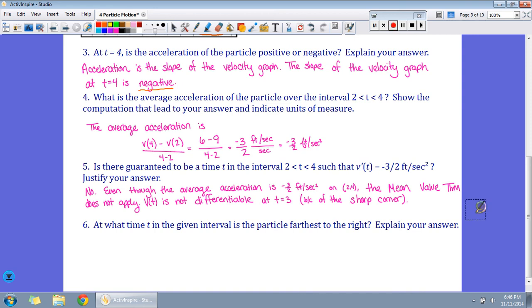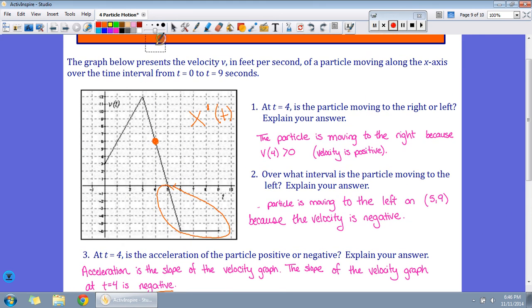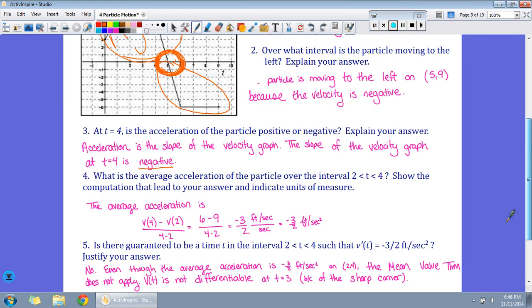Last question, at what time in the given interval is the particle furthest to the right? Well, the particle is moving right when velocity is positive, and the particle is moving left when the velocity is negative. So if the particle is moving right until 5 and then it starts moving left after 5, it's furthest to the right at t equals 5.